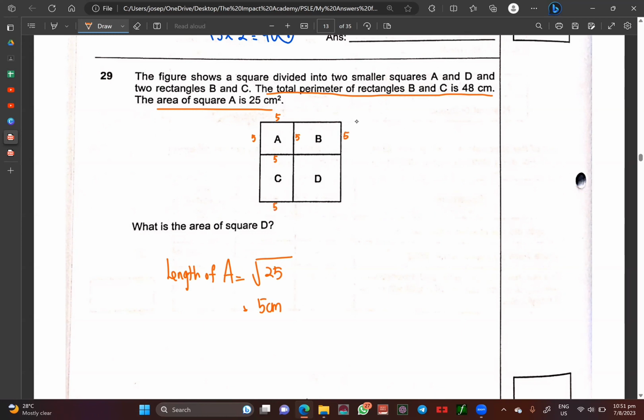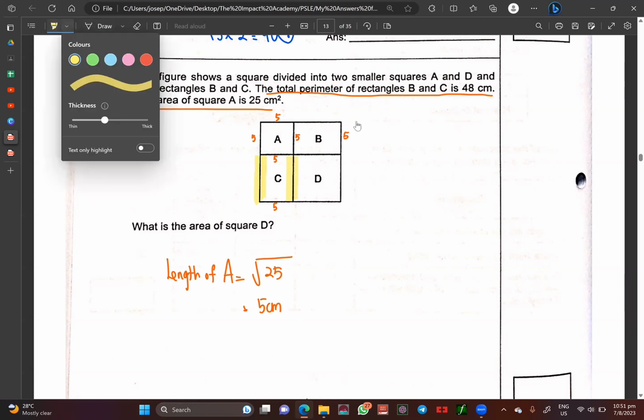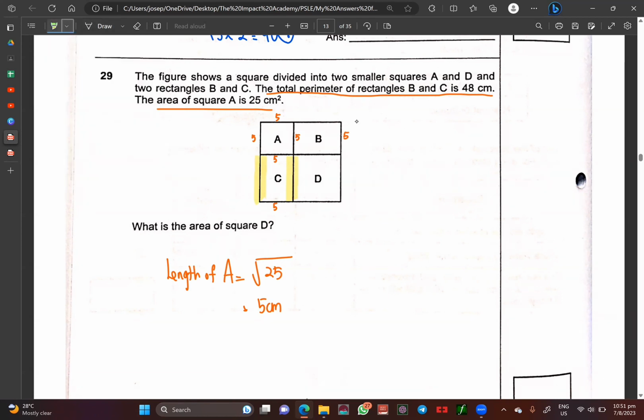With that in mind, I can find out the length of C, which is these 2 parts, and also the length of B, which is this part and this part. How do I go about that? To find the length of B and C, we will write it out first. The length of B and C will be 48 minus 5 minus 5. We remove the breadth of B, and then we also remove the breadth of C. When you do that, you get an answer of 28 cm.